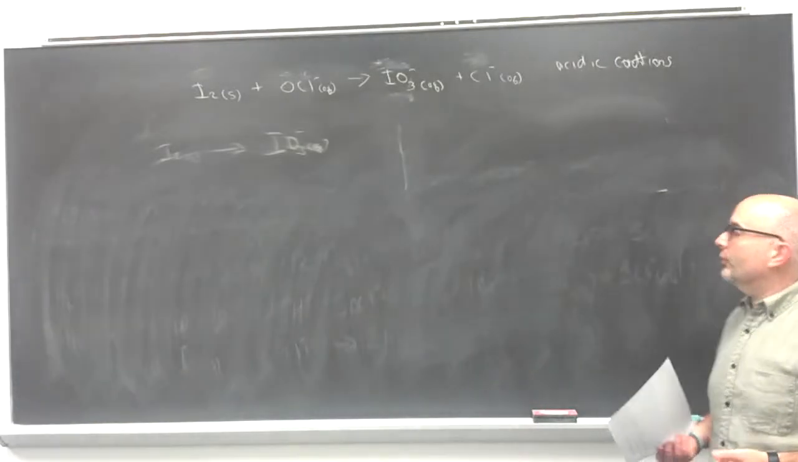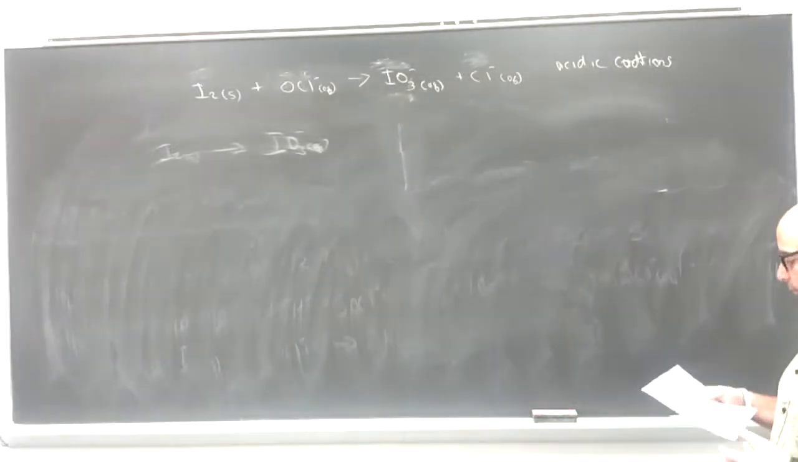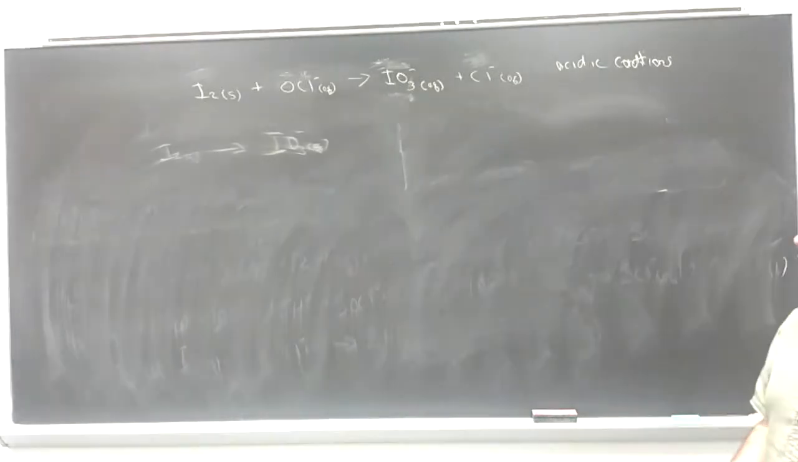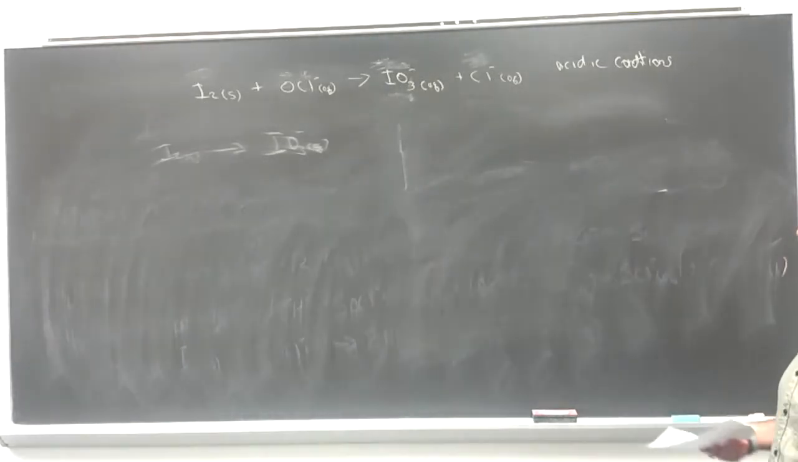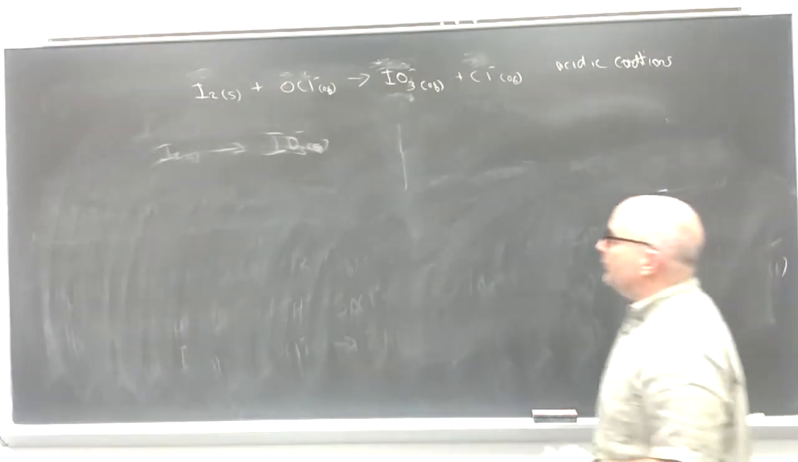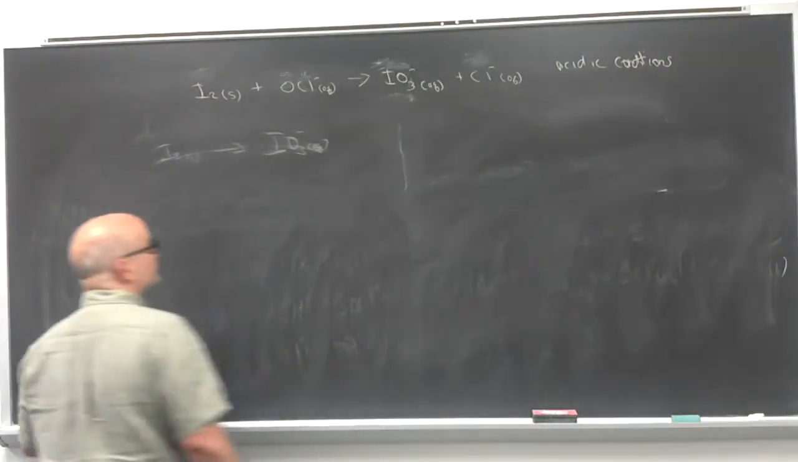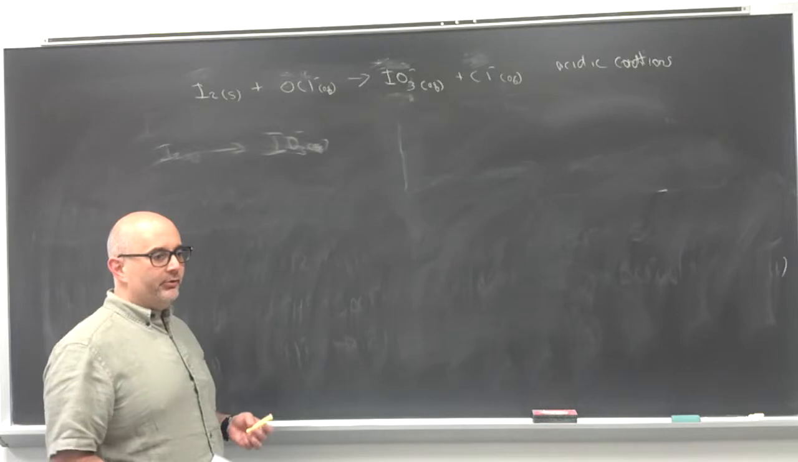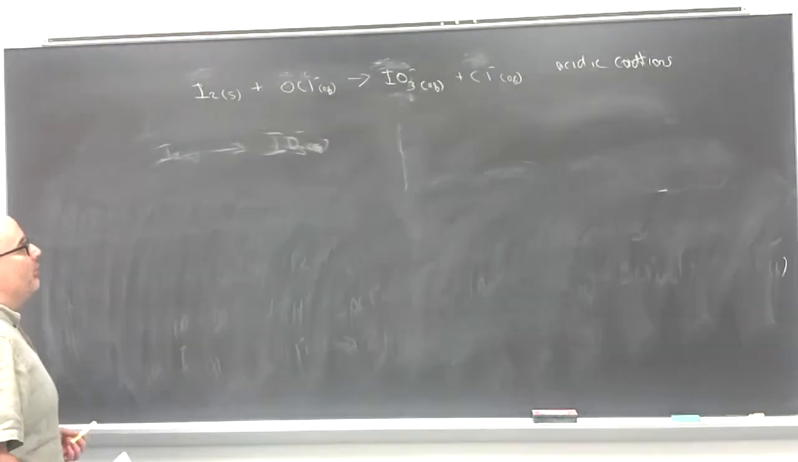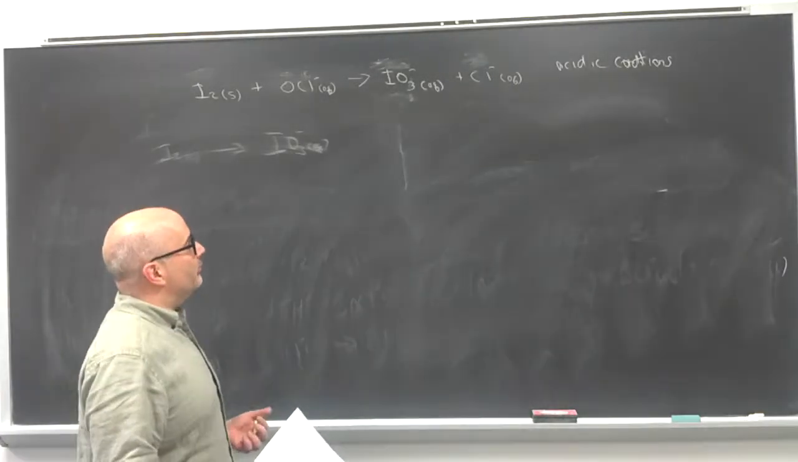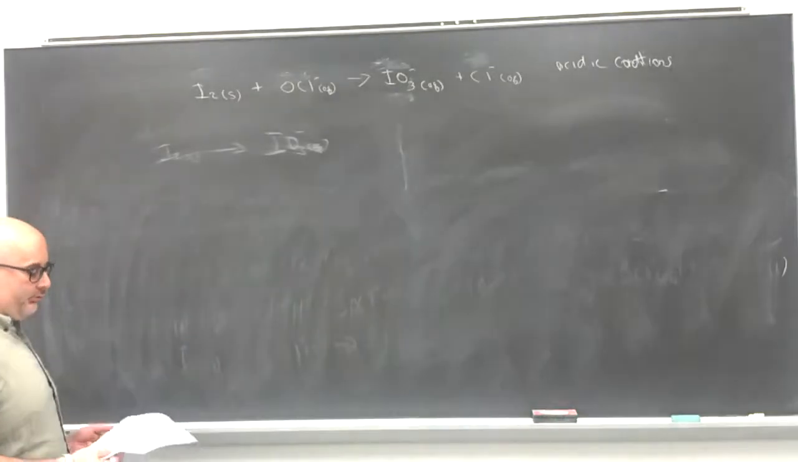Alright, so here's another redox balancing example. It's one of the reactions shown in problem 20.25 in the book. And it's the reaction between molecular iodine, I2 solid, with hypochlorite, the active ingredient in household bleach, to form the iodate anion and chloride. And this is done under acidic conditions.